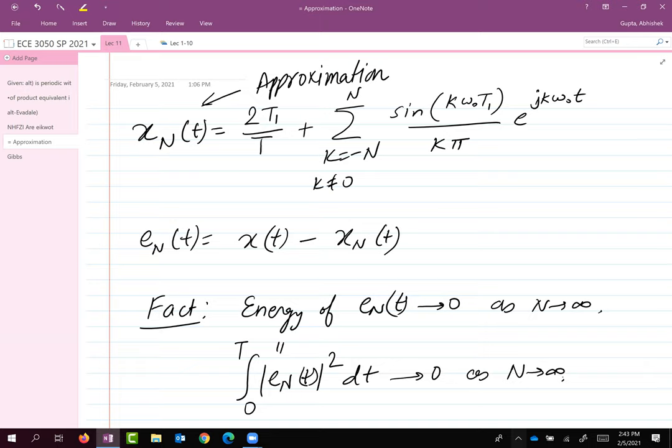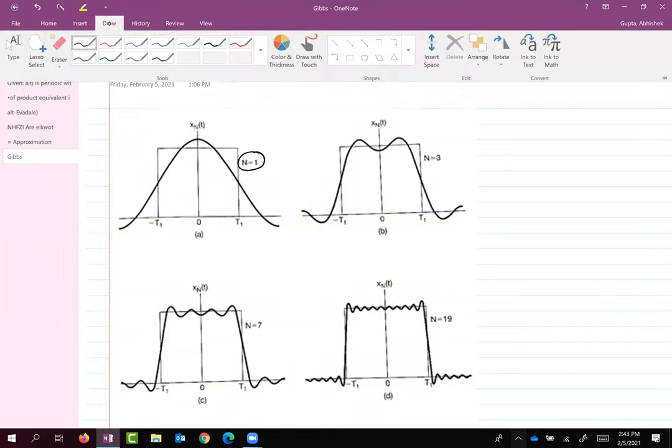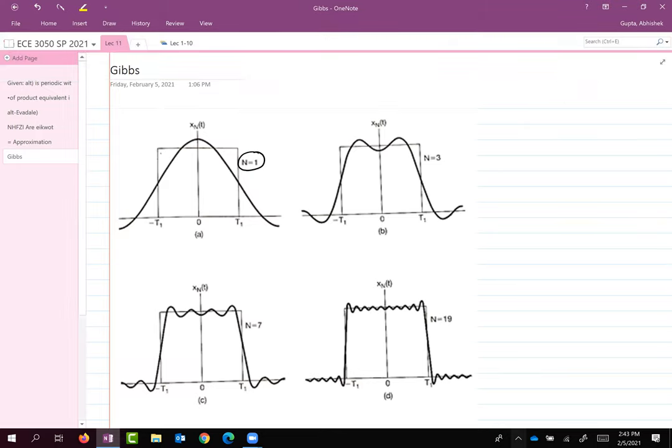Okay, so let's look at a chart which I picked up from a book, which shows what happens as you increase the value of N. Okay, everyone ready to see it? All right. So this is the N equals 1 case. And the error in this case is, well, maybe I'll use red color. This is the error. It's quite a large error for N equals 1.